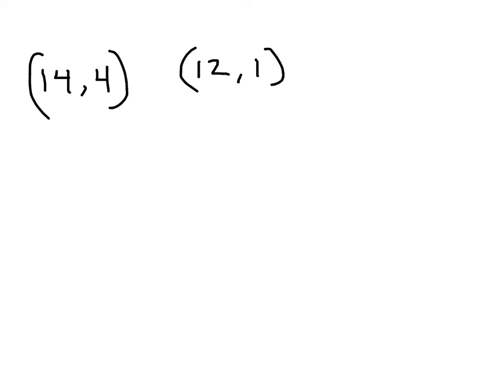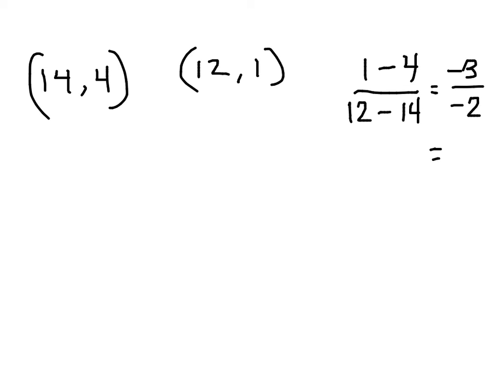What's the slope? What's the y2 coordinate? 1, minus 4, over, what's x2? 12, minus 14. Nice job. What's 1 minus 4? Negative 3. Over. What's 12 minus 14? Negative 2. Two negatives make it a positive. So that's a positive 3 halves.